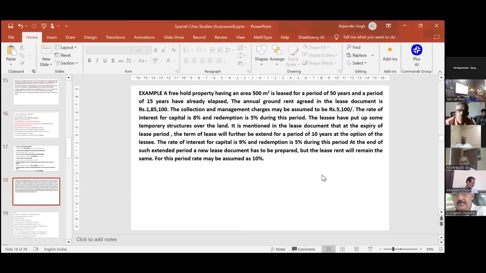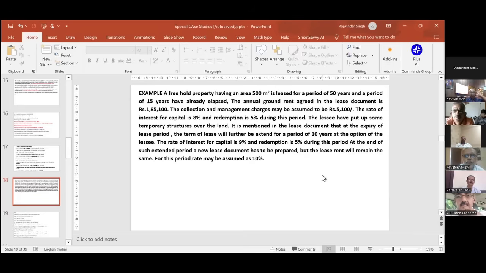The next question is, a freehold property having an area of 500 square meter is leased for a period of 50 years and a period of 15 years has already elapsed. The annual ground rent agreed in the lease document is 1,85,100. The collection and management charges may be assumed to be 5,100. The rate of interest for capital is 8% and for redemption is 5% during this period.